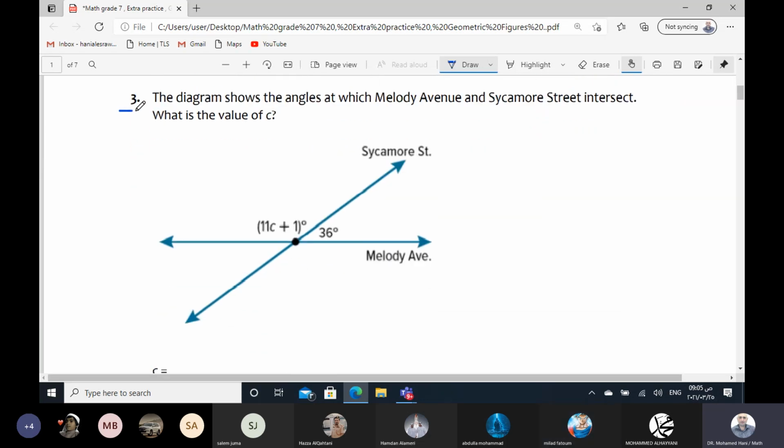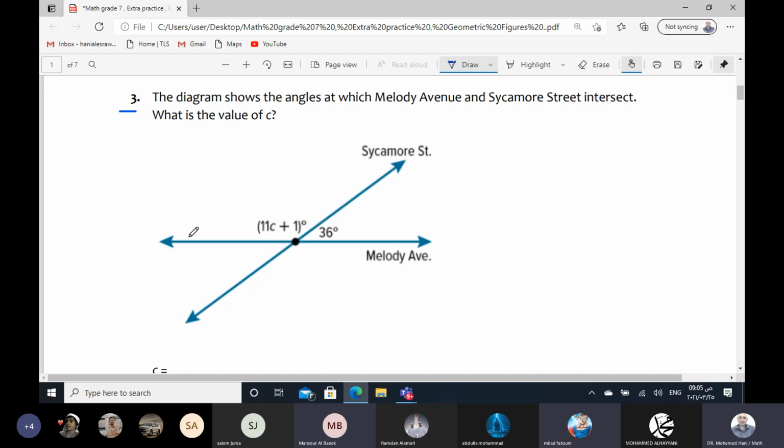Who can read exercise number 3, please? Mansour Rashid. The diagram shows the angles at which Melody Avenue and Sycamore Street intersect. What is the value of C?